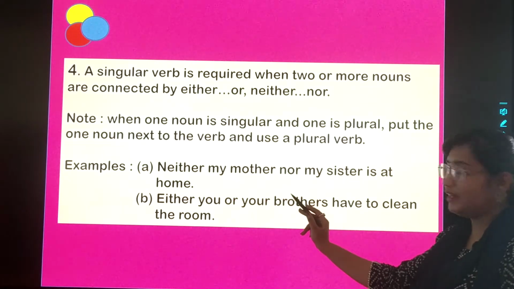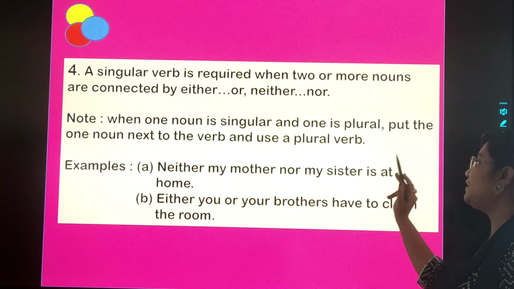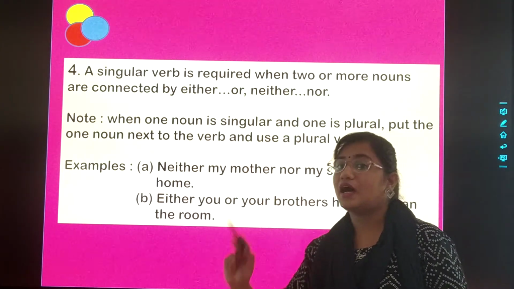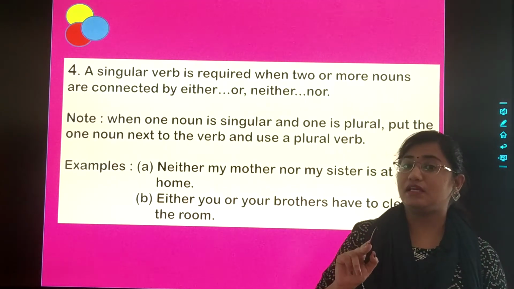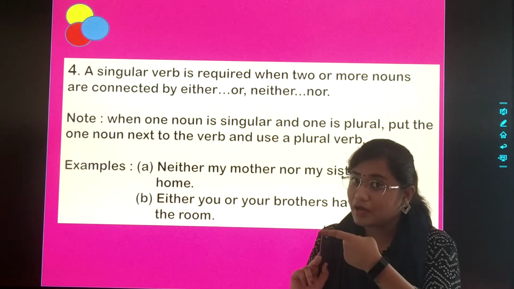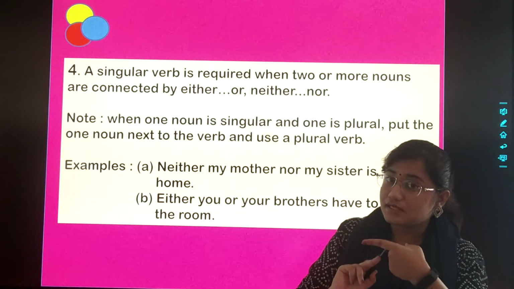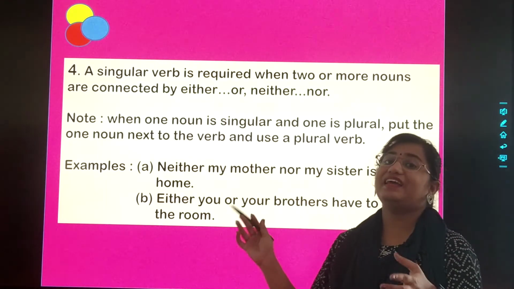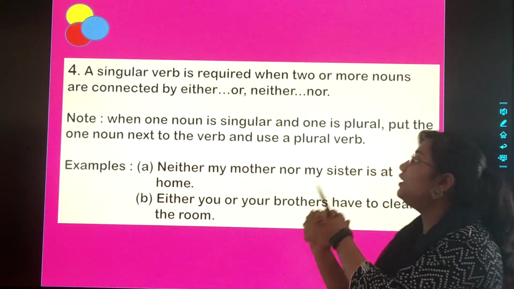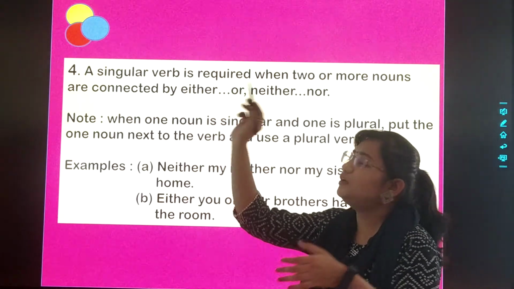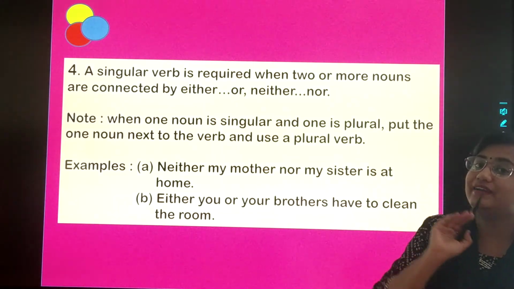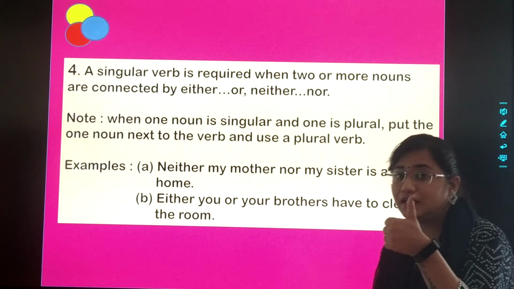Neither my mother nor my sister is at home. So, see the meaning of the sentence: neither my mother is at home, nor my sister is at home. So, these two are the nouns and they are connected with the help of either or neither nor. Is it clear?